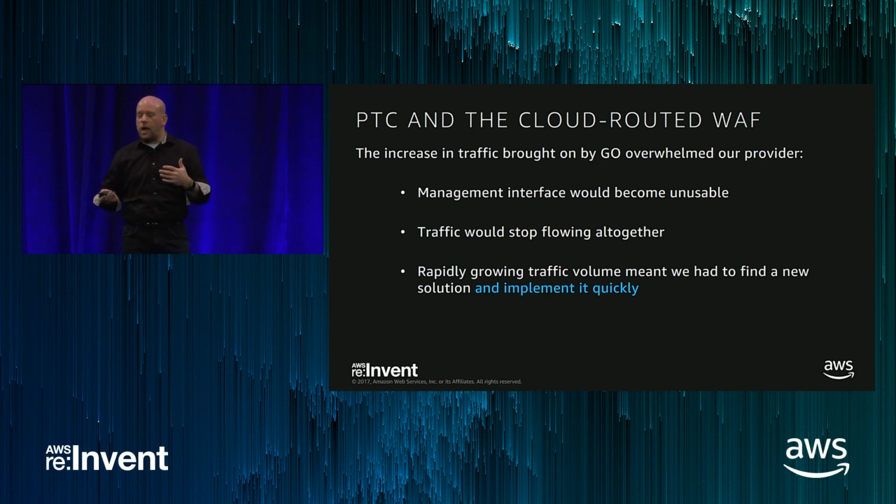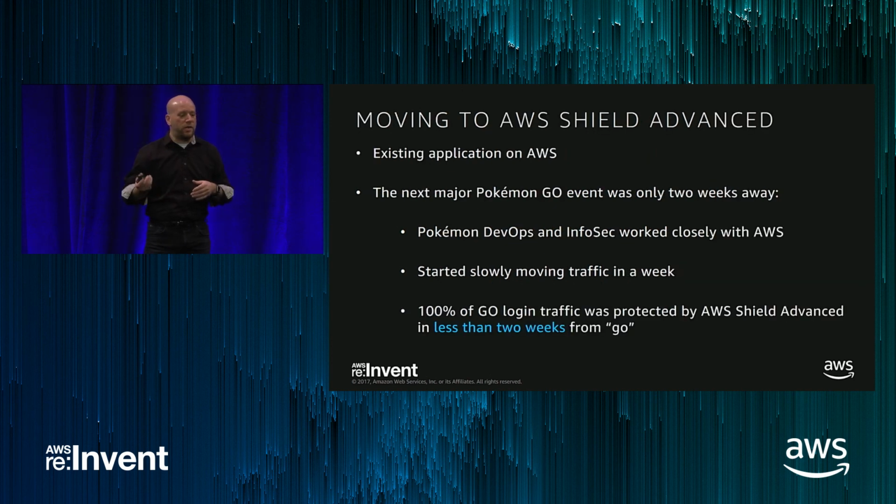After evaluating our options, we decided the right thing for us to do was move to AWS Shield Advanced. This was made pretty easy for us because we already hosted the Trainers Club on AWS, but we had a really short deadline. The next big event that we knew was going to drive traffic was only 2 weeks away.